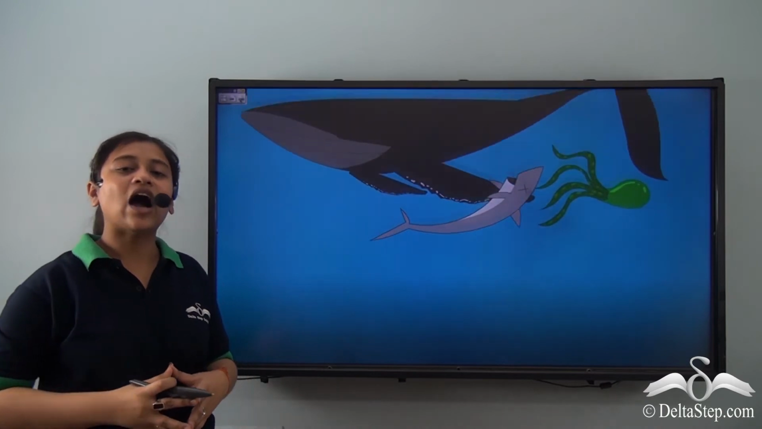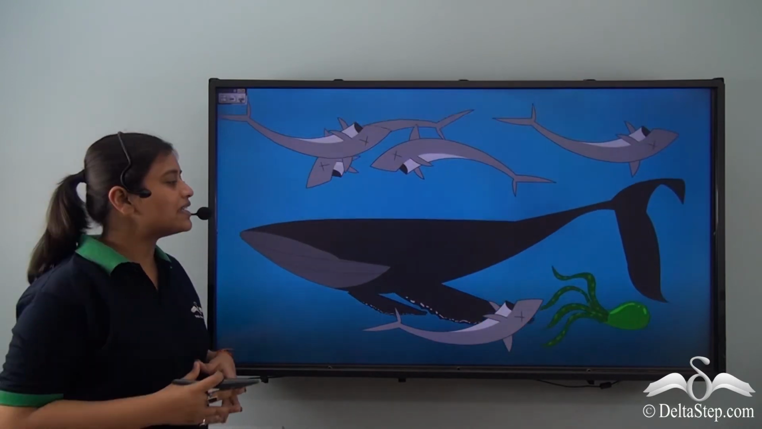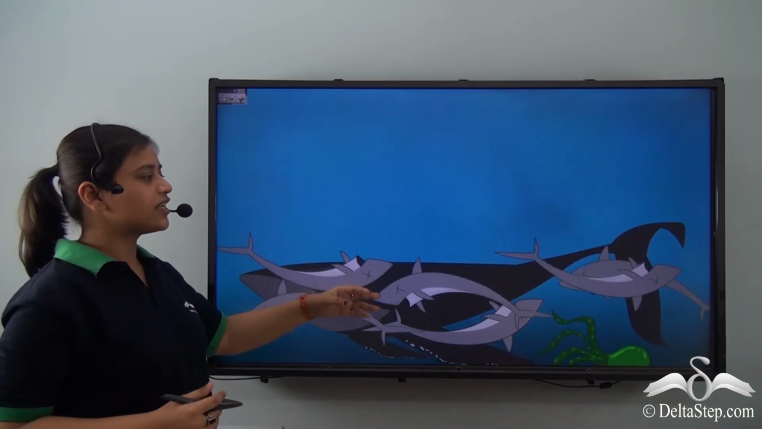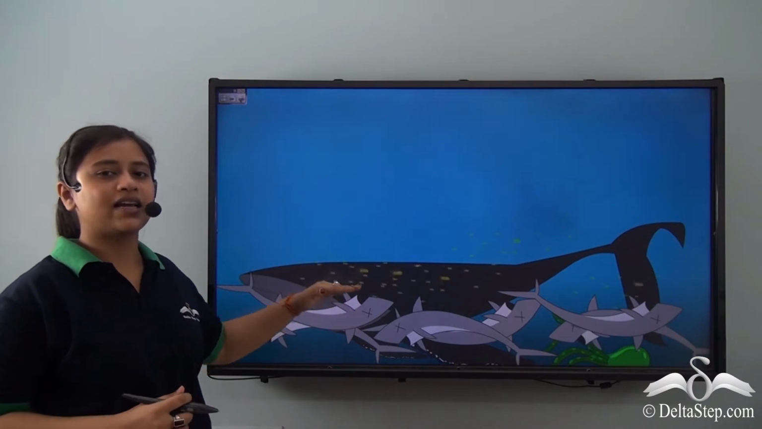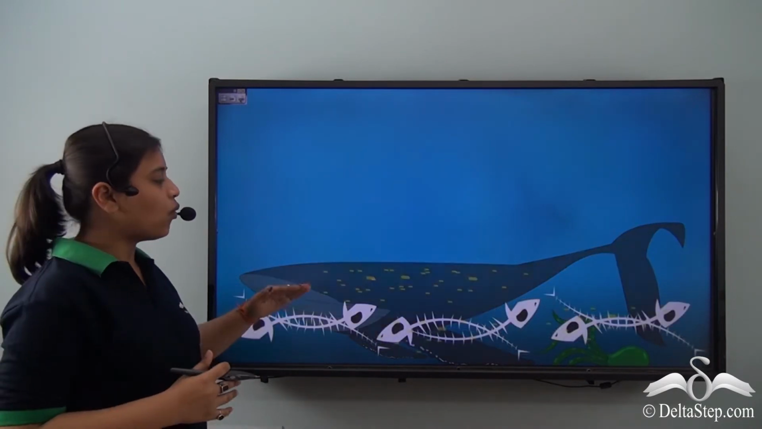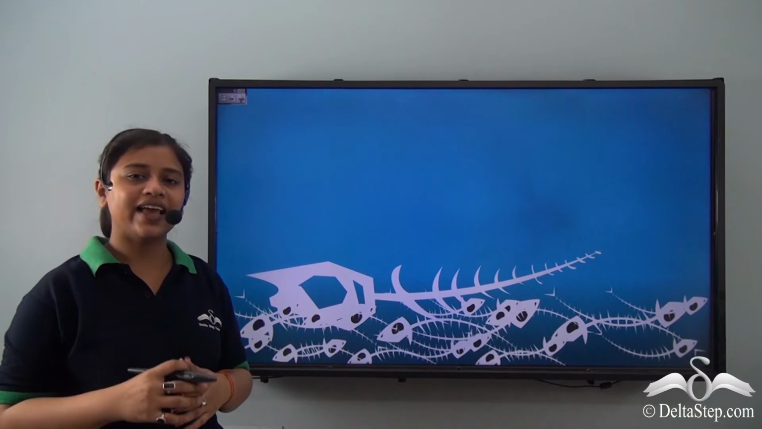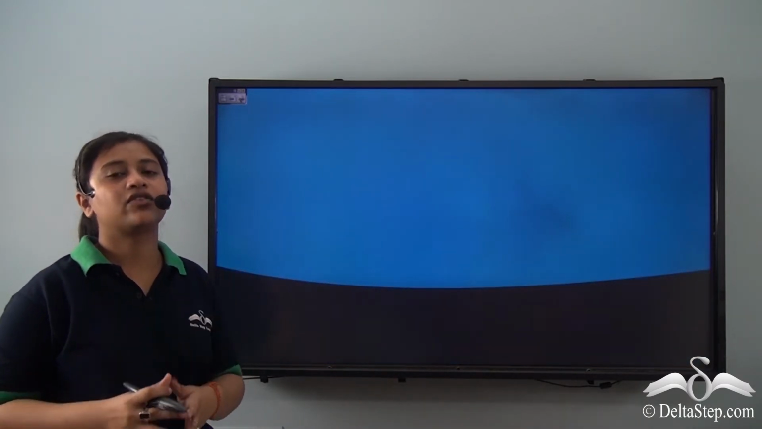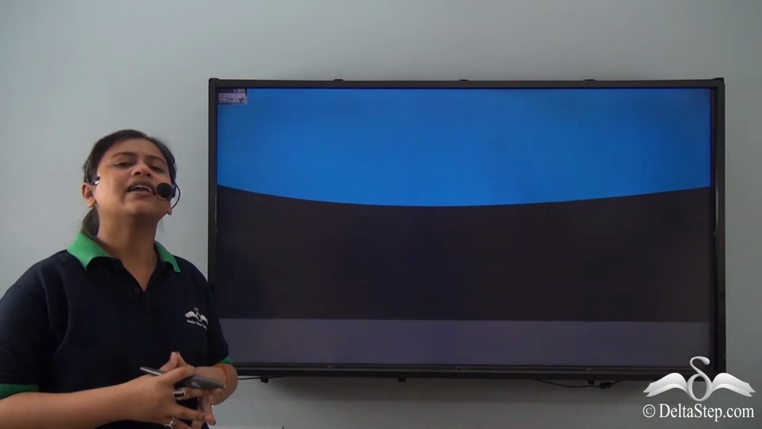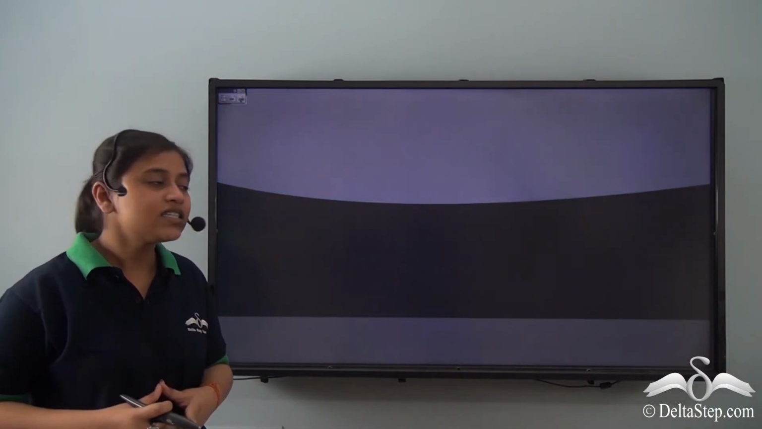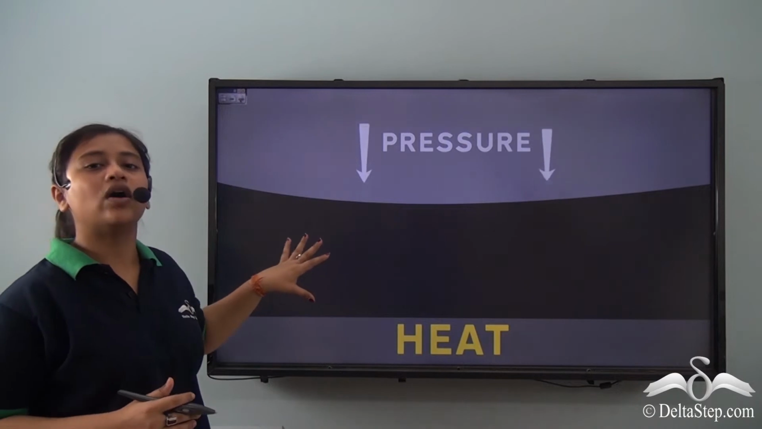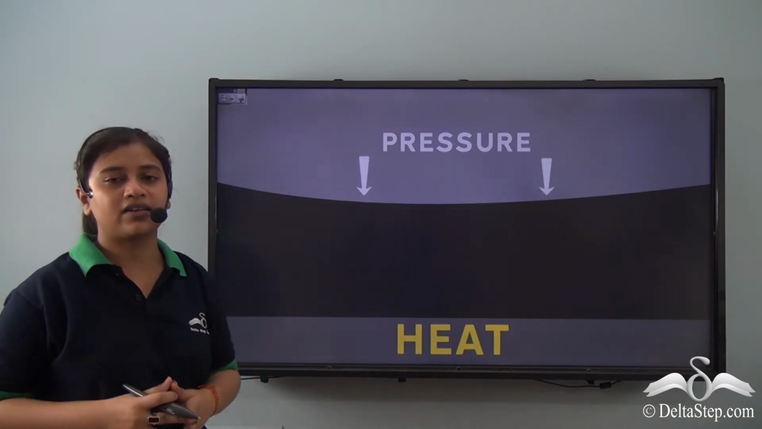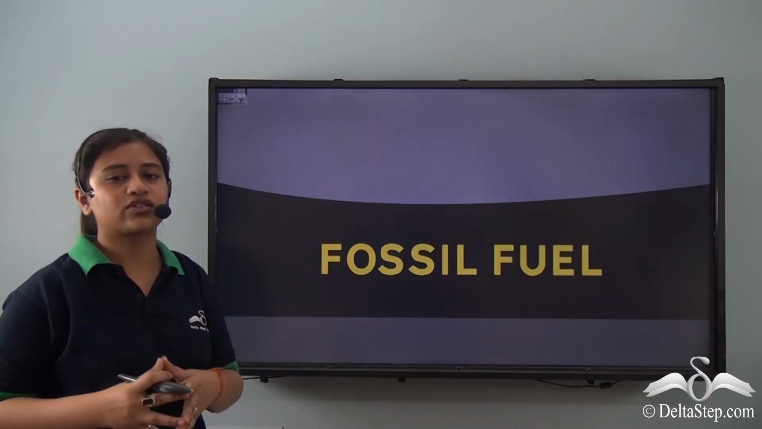So let's see how petroleum is formed. When decomposed organic matter, including dead marine plants and animals, get deposited one after another in layers on the seabed, they receive heat and pressure from the Earth's surface, and over the years, on continuous heat and pressure on these decomposed organic matter, they get converted into fossil fuels.